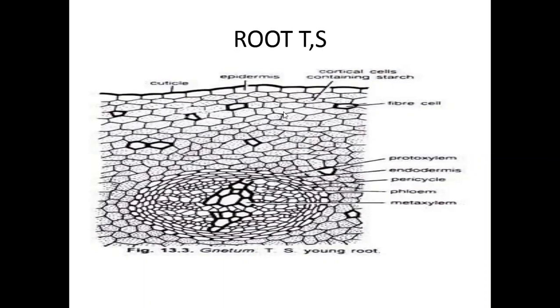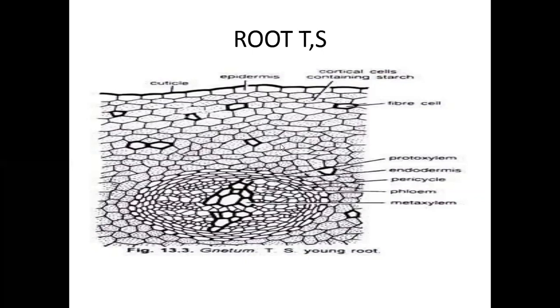Beneath the epidermis, cortex is present. The cortex is made mainly of normal parenchyma tissue. The normal parenchyma tissues are compactly arranged without any intercellular spaces. Each cell is filled with starch. So the cortical cells help in the storage of starch food material.